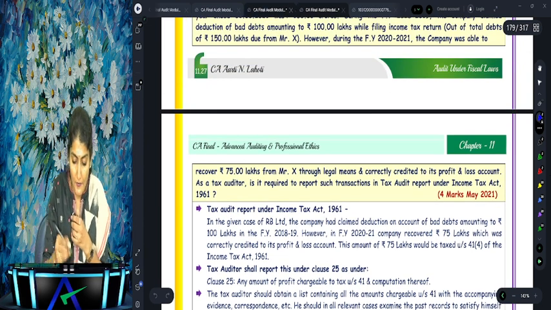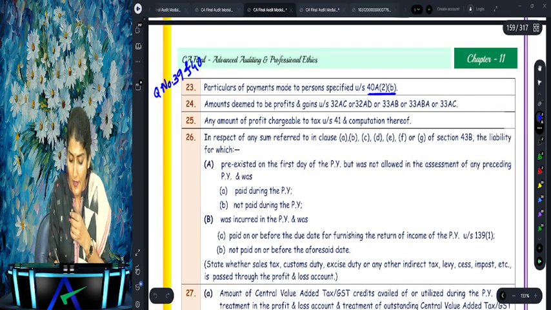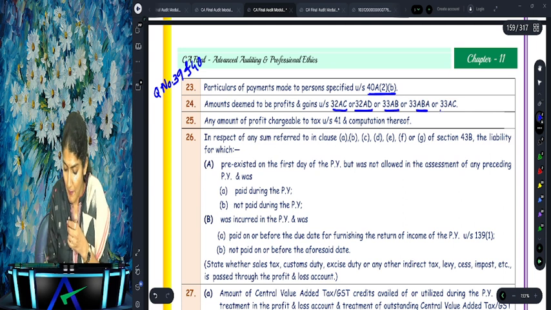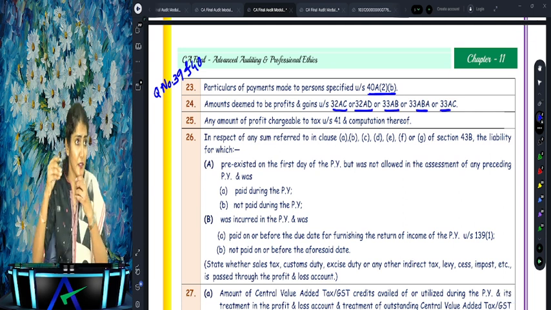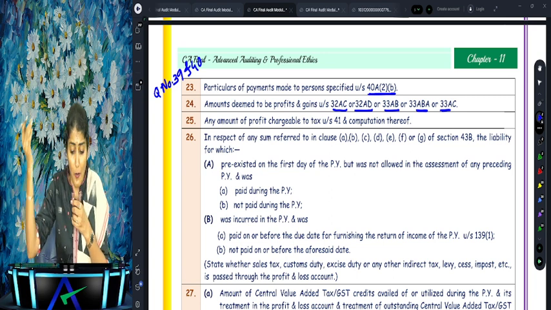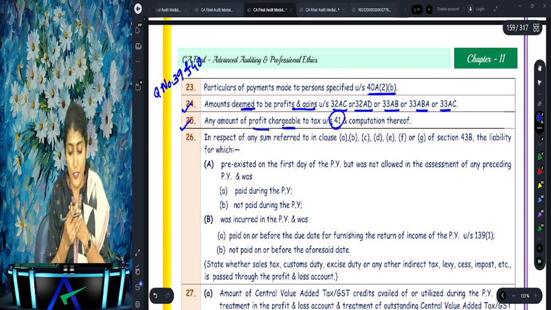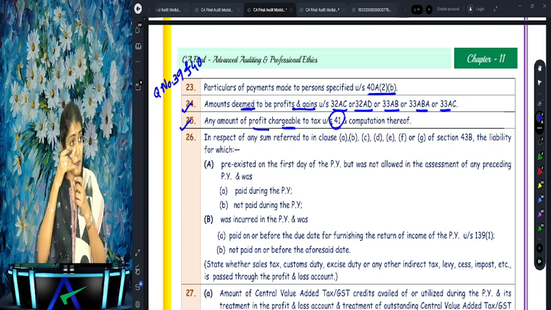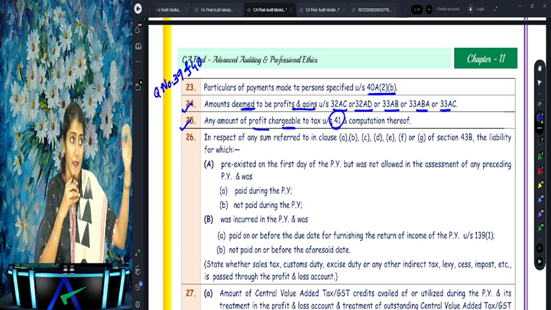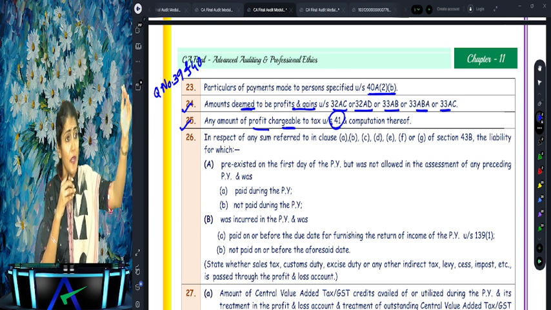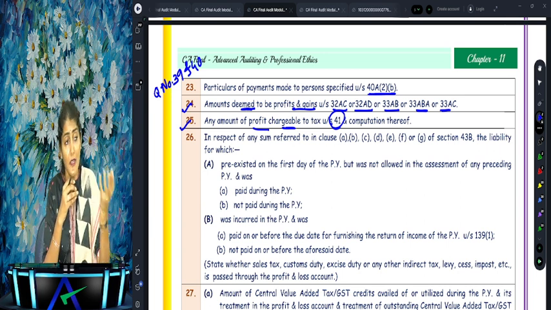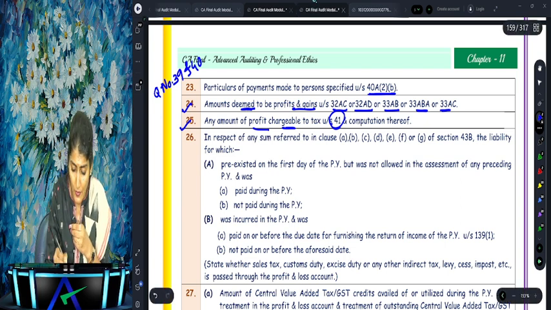Then the next clauses we have are 32AC, 32AD, 33AB, 33ABA, and 33AC, which are all regarding tea, coffee, rubber, jute. So amount deemed to be profits and gains. Then what is 25? Any amount of profit chargeable to tax under section 41. So what is chargeable under section 41? Any bad debts you had written off, saying that this person will not pay the money, and you claimed it as a deduction under the income tax law. But later on, that person paid you the money. So when he pays you the money, now on that you need to pay the income tax. Are you understanding that? So that is clause 25.